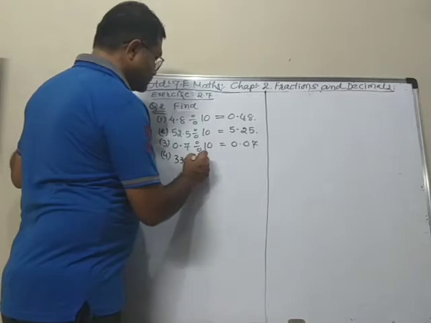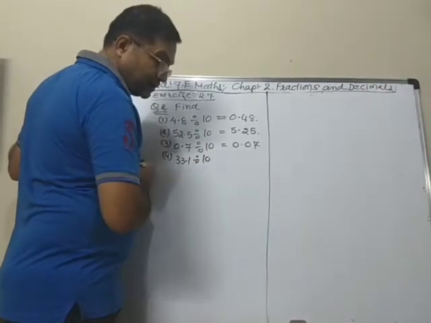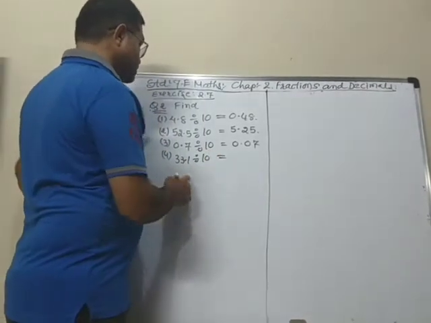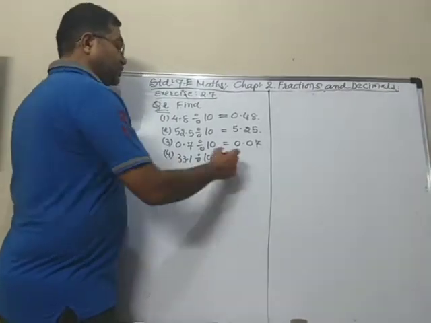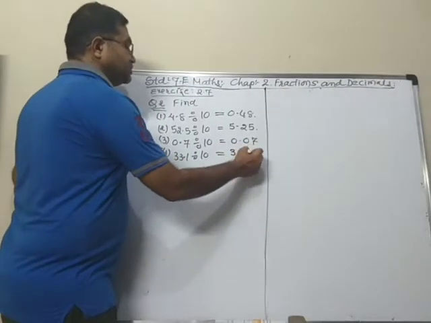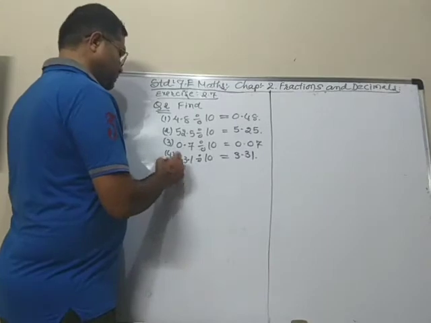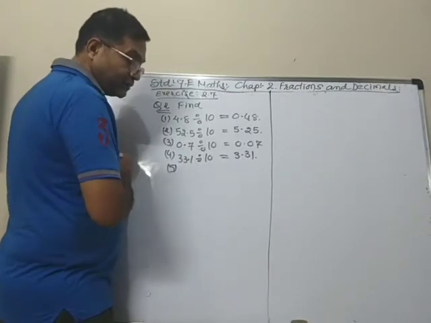Number 4, 33.1 divide by 10. So one place here, so answer will be 3.31.